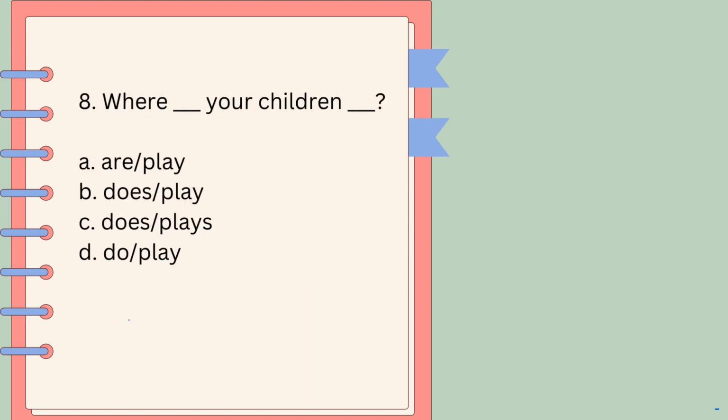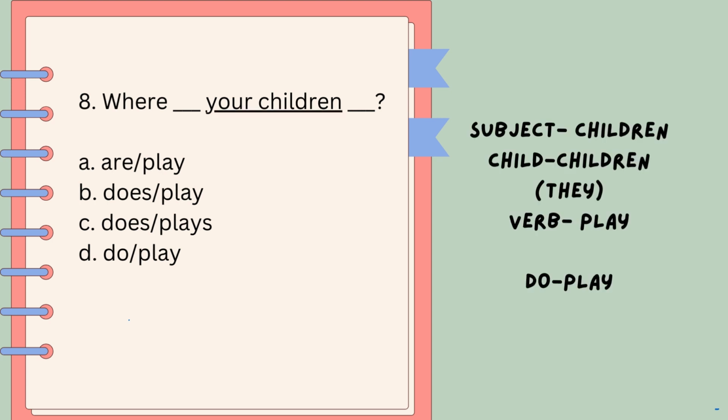Question number 8. Where blank your children blank? Let's underline the subject first. Your children is the subject. So the subject pronoun of this is they. So we have a verb here, play. So we cannot use are. We can say where are your children playing, but there is no ing here. So we cannot do that. So we cannot do does play because this is they. Our only option is do play. Where do your children play?